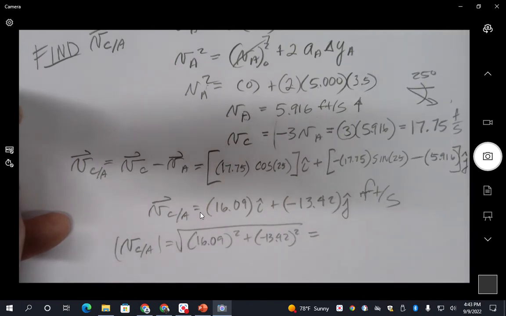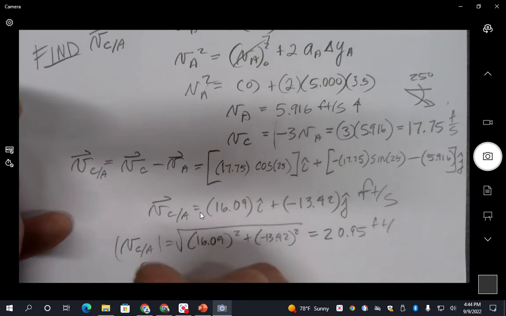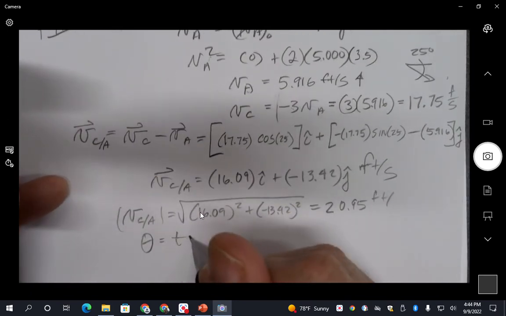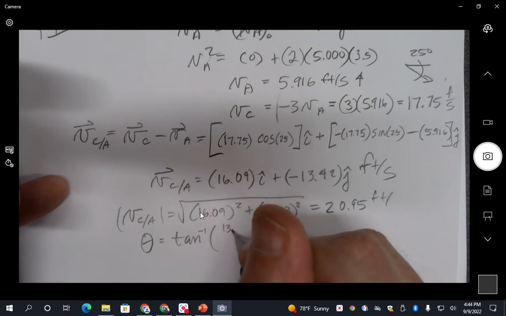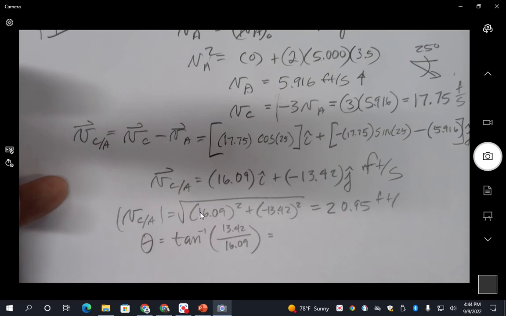Oh, you just love asking for the extra part. Oops, I just messed that up. 20.42. 20.95, and inverse tangent of 13.42 over 16.09. So we get 13.42 and 16.09. Sure, divided, atan, boom.